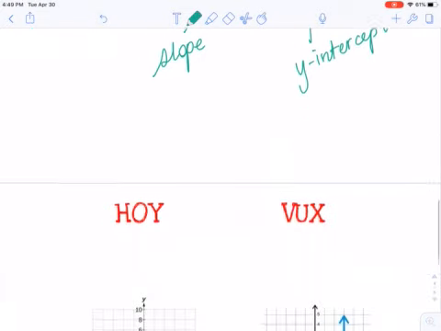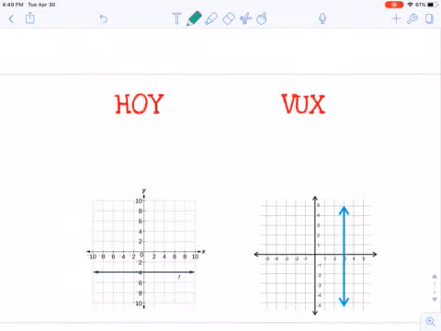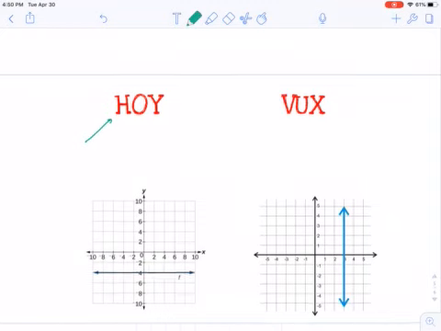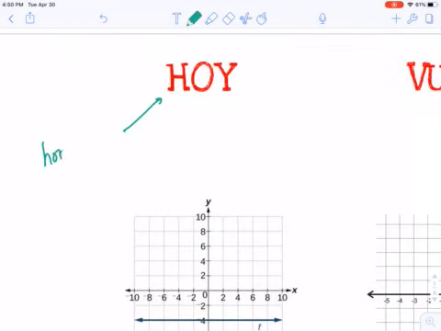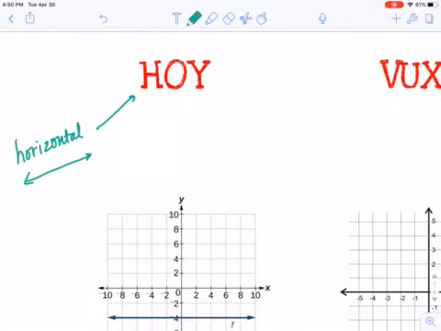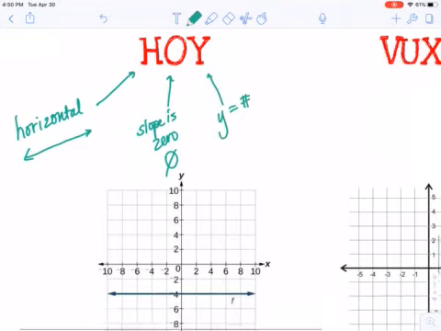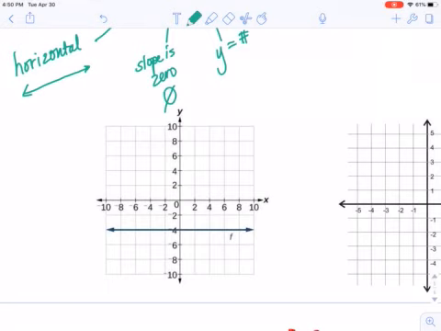Okay? We also talked about HOY and BUX equations. Remember that H stands for horizontal, when you have horizontal lines, okay? Remember that the horizon line is horizontal. The O here reminds you that the slope is 0, okay? The Y reminds you how to write the equation. It's just Y is whatever the number is. So for this graph right here, my equation would be Y equals -4, and my slope is 0.